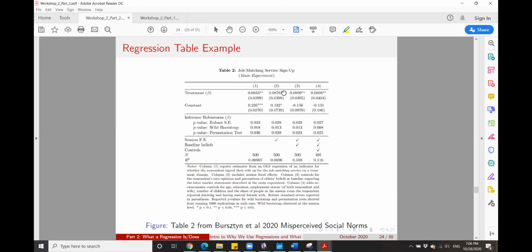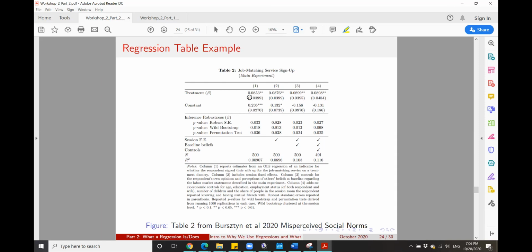That is to say, the relationship between your regressor and your regressand. And what they're actually regressing on is whether or not people signed up for this job matching service, which apparently was costly. I forget exactly how. It's been a while since I've read the whole paper. Anyway, here what they're reporting is their constant. And again, just as a reminder, you really care much less about your constant than you do about everything else.